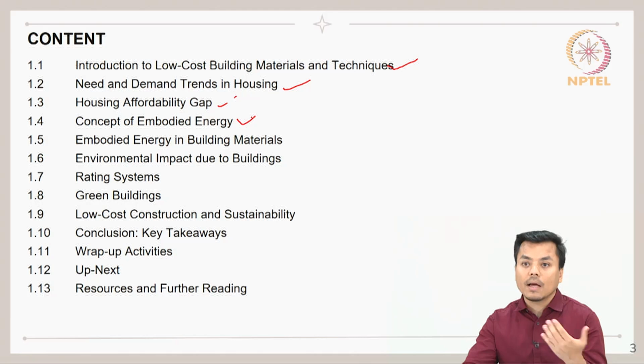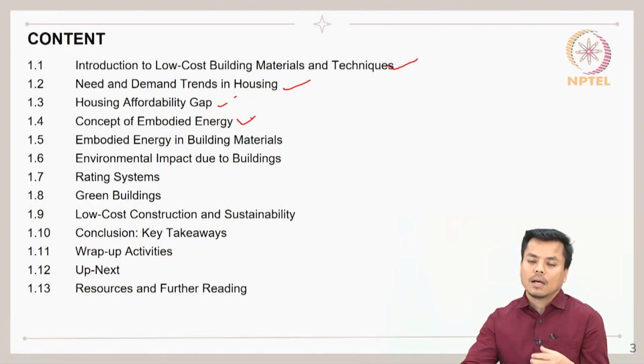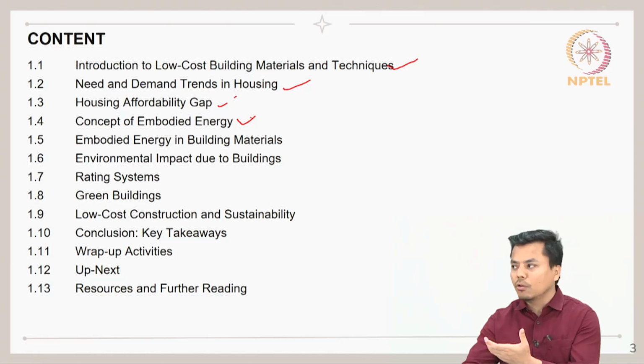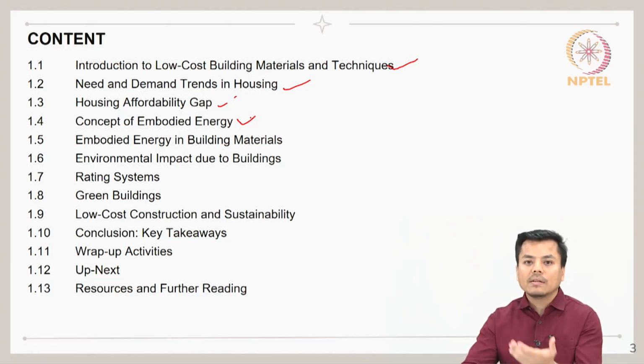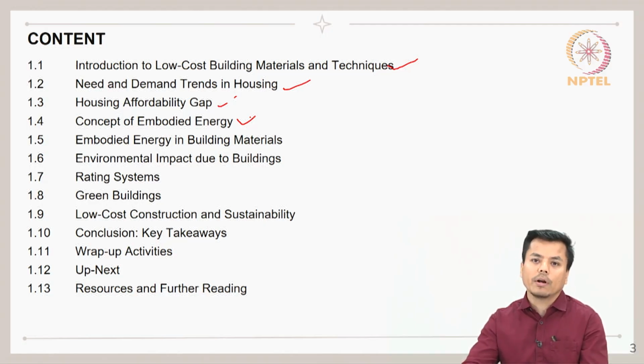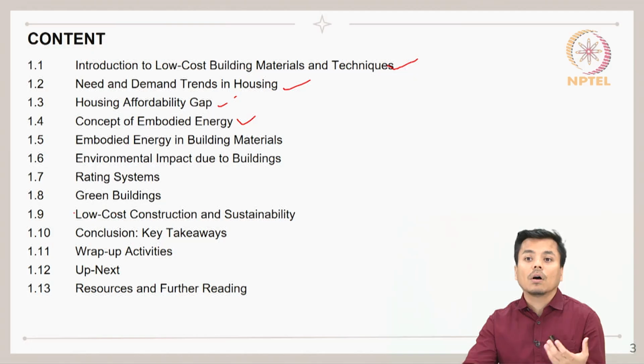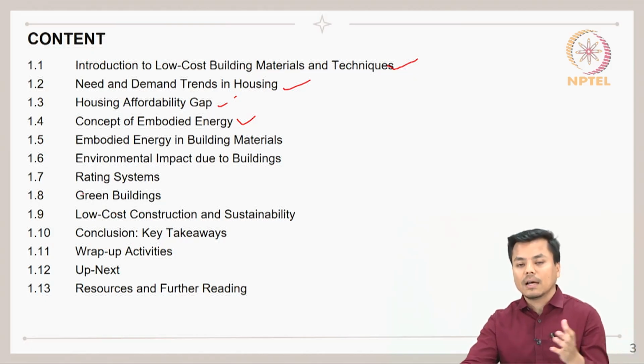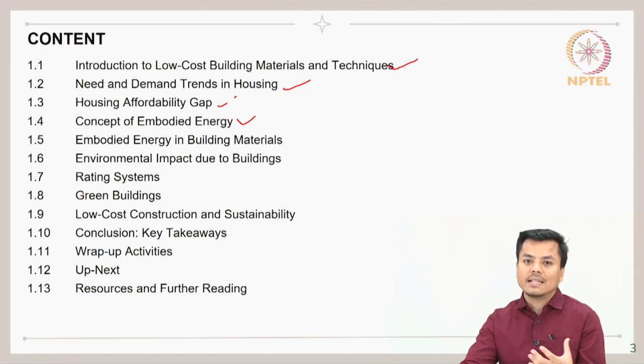So how can embodied energy as a concept be a deciding factor in classifying materials as low cost or high cost materials? Plus we will also understand embodied energy in different building materials, environmental impacts due to building, and rating systems. As you know, these days buildings are being rated by certain agencies and organizations. So what are those rating systems?